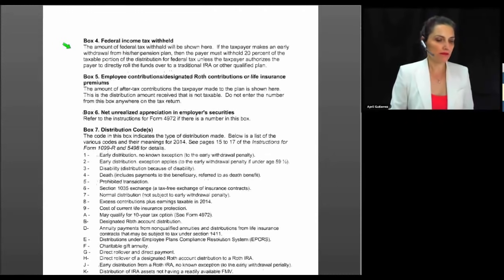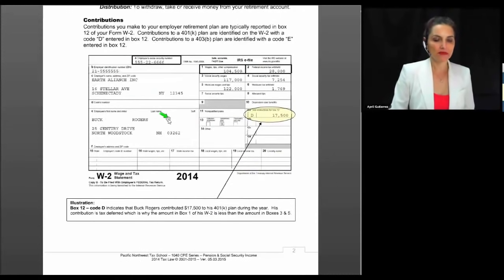So if we go back up to that W-2, on this W-2 that we saw at the very start of the class, you can see code D. It shows $17,500. And if we take $17,500 and add that to $104,500, we're going to get the amount in box 5, which is $122,000. And the reason box 5 is higher than box 1 is box 5 actually represents the true compensation that that employee received for the year.